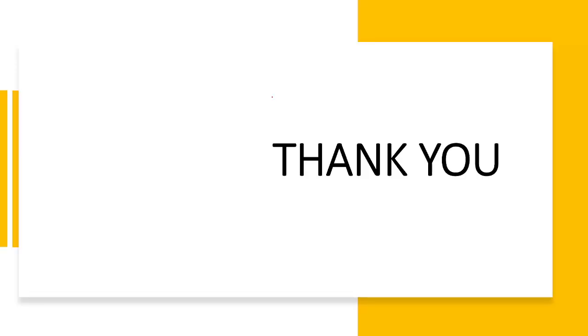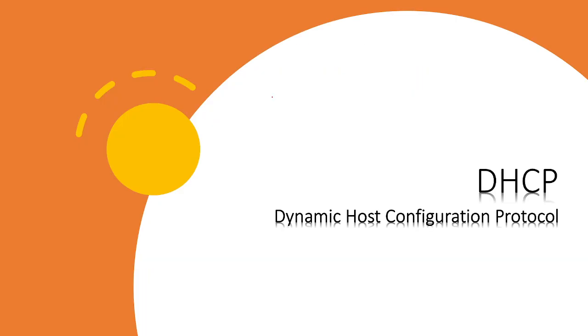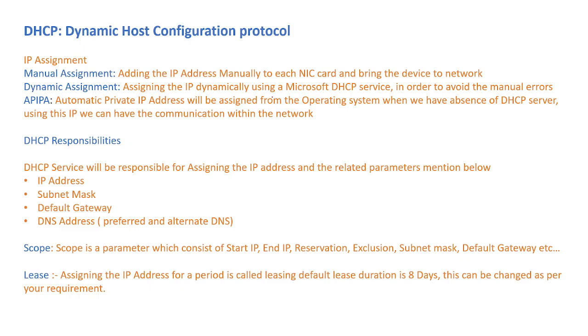Okay, thank you. That's all about DHCP. Let me quickly go through it. DHCP means Dynamic Host Configuration Protocol. Why do we need DHCP? To avoid manual errors, and when you have a large number of computers in the network, to make your job and tracking easy, you will go with DHCP because DHCP assigns the IP address and the parameters automatically.